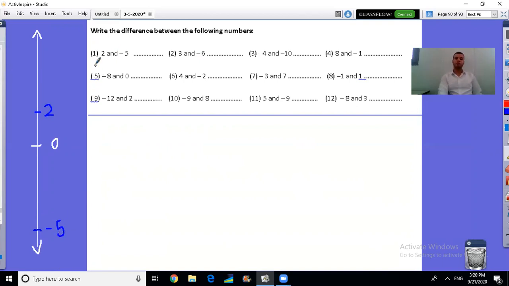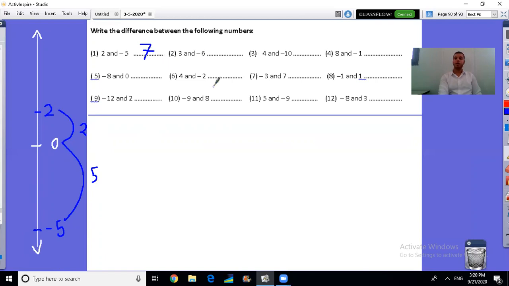All right, so the difference between 2 and -5: from 2 until 0, how many numbers are there? There are only 2 numbers between 2 and 0. Then from 0 to -5, how many numbers are there? There are 5 numbers. Between 2 and 0, there are 2 numbers. Between 0 and -5, there are 5 numbers. So the difference between 2 and -5 is 7 numbers. I have 2 and 5 is 7. So the difference here is 7.